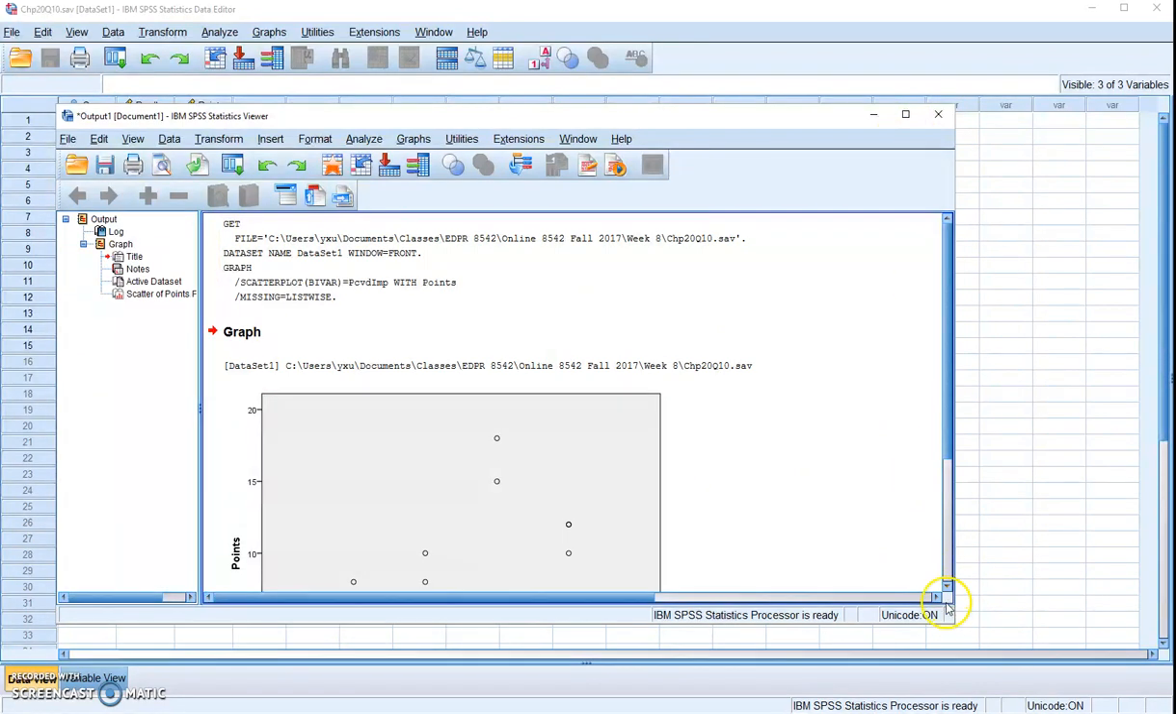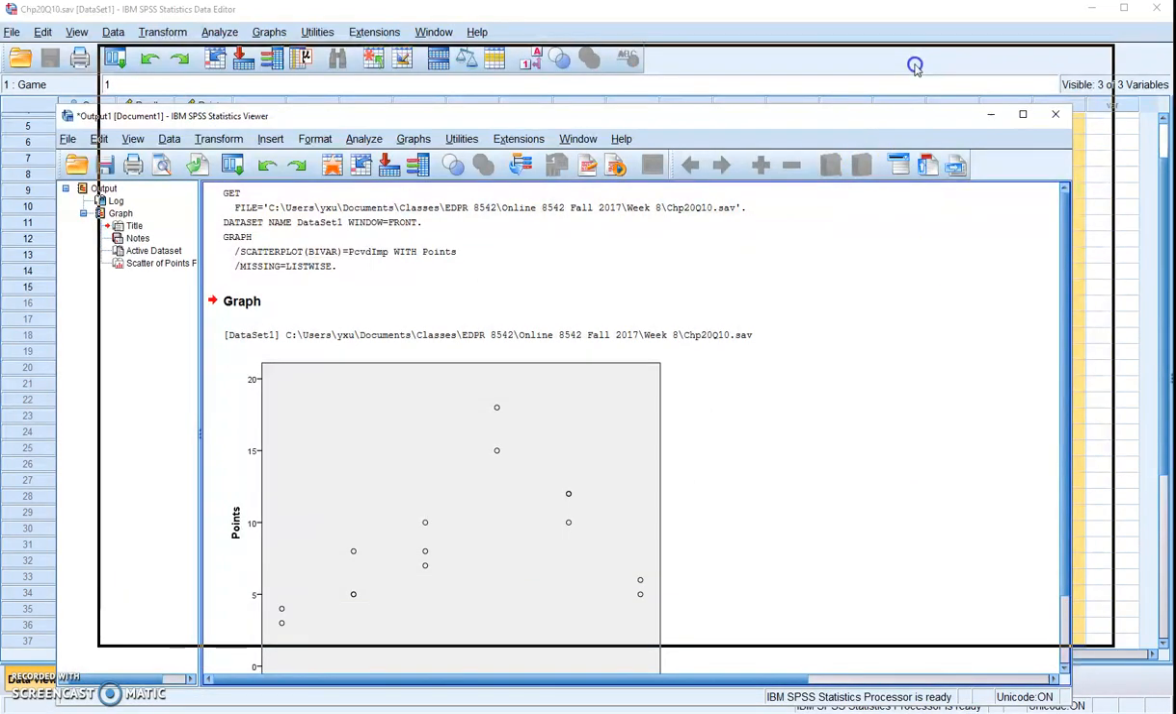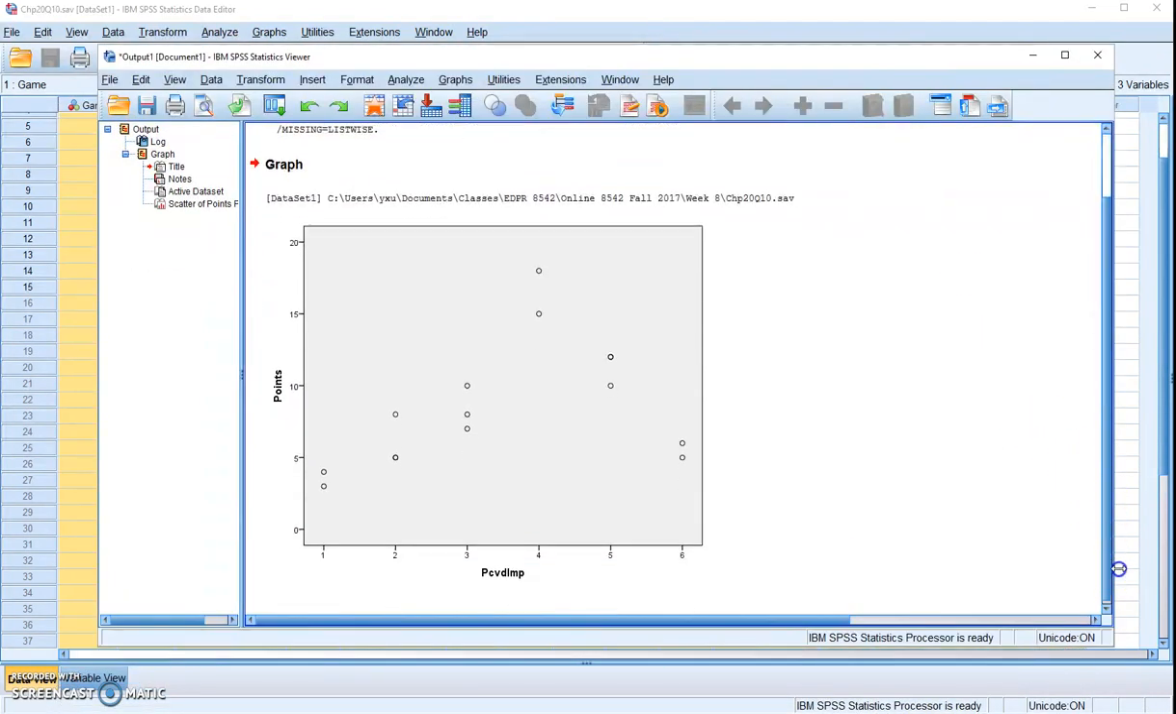Well, according to the output, the scatter plot does not show a linear relationship between the two variables. You can see here that when the importance goes up from 1, 2, 3, all the way to 4, the points scored per game seems to go up as well. But after that, when the importance goes up from 4 to 6, the points started to go down. So there is a curvilinear relationship between the two variables.